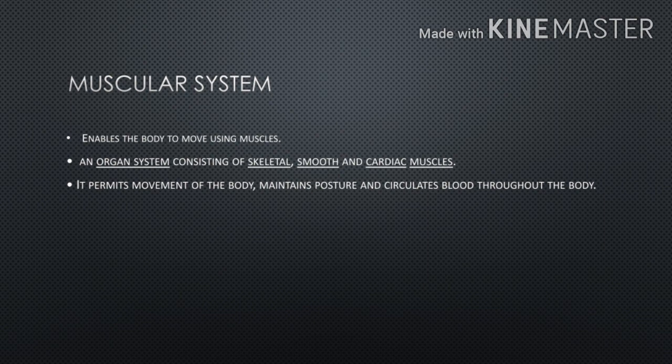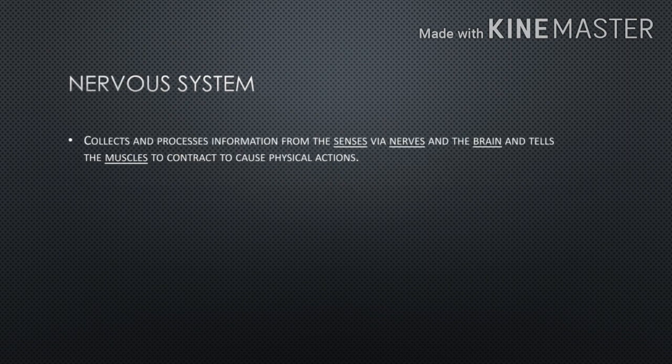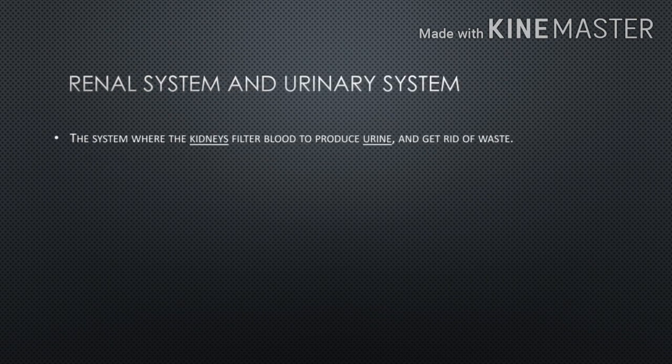So I'm here to explain the muscular system. It enables the body to move using muscles. It is an organ system consisting of skeletal, smooth, and cardiac muscles. It permits movement of the body, maintains posture, and circulates blood throughout the body. The next one is the nervous system. It collects and processes information from the senses via nerves and the brain and tells the muscles to contract to cause physical actions. Next is the renal system and urinary system.